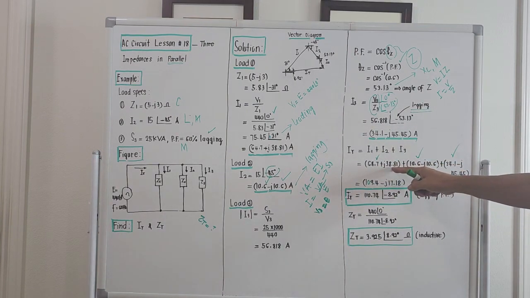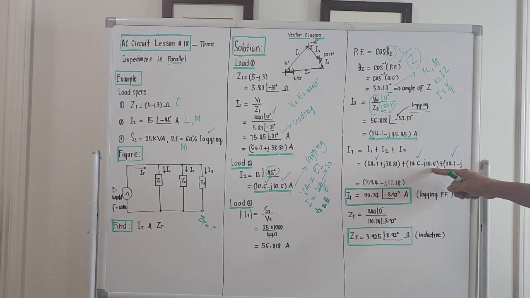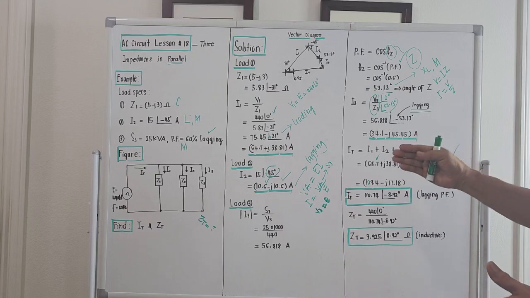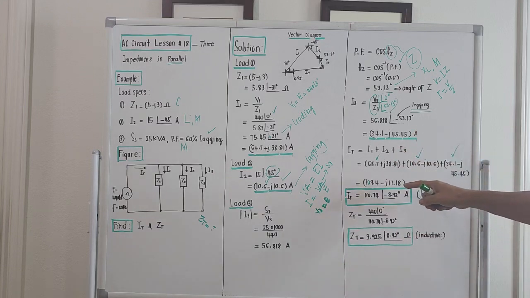And 38.81 minus 10.6 minus 45.45. The negative thing on the imaginary part is bigger. What comes out is 17.18. The sign is negative. Okay?